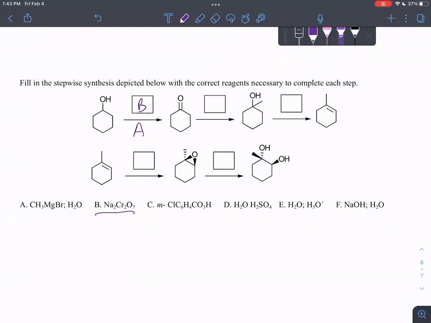It doesn't. Only two of them have names that we're concerned with, the Jones and the Swern. The Swern is the COCl2 over DMSO and NEt3. So it has DMSO in it. DMSO is the solvent, and on top you have the COCl2. Anytime we see the chromate, we know it's the same as the Jones reaction.